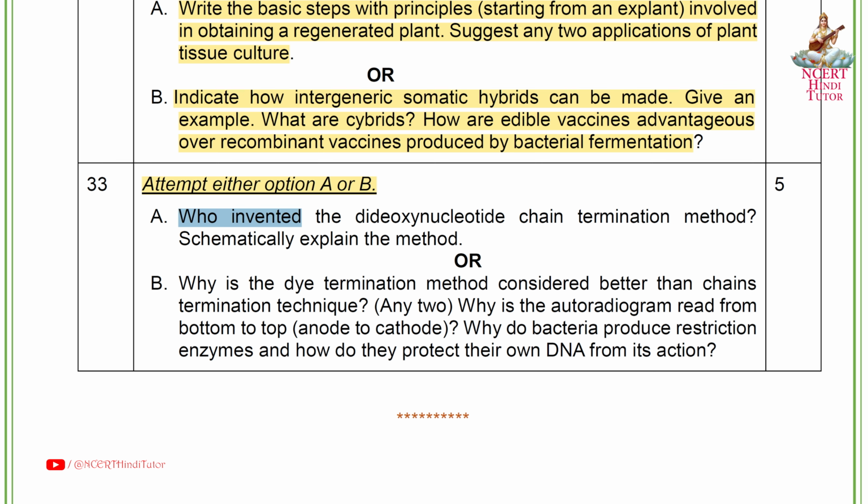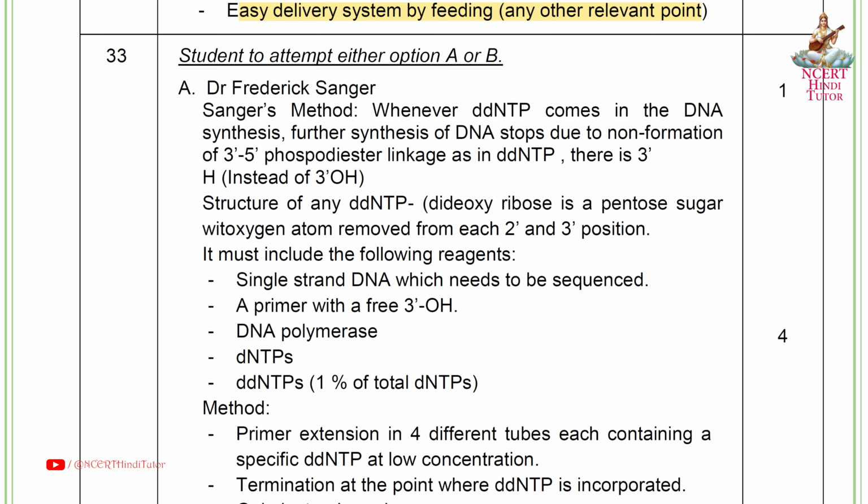A. Who invented the dideoxynucleotide chain termination method? Schematically explain the method. Answer. Dr. Frederick Sanger. Sanger's method. Whenever ddNTP comes in the DNA synthesis, further synthesis of DNA stops due to non-formation of 3',5'-phosphodiester linkage as in ddNTP there is 3'H instead of 3'OH.